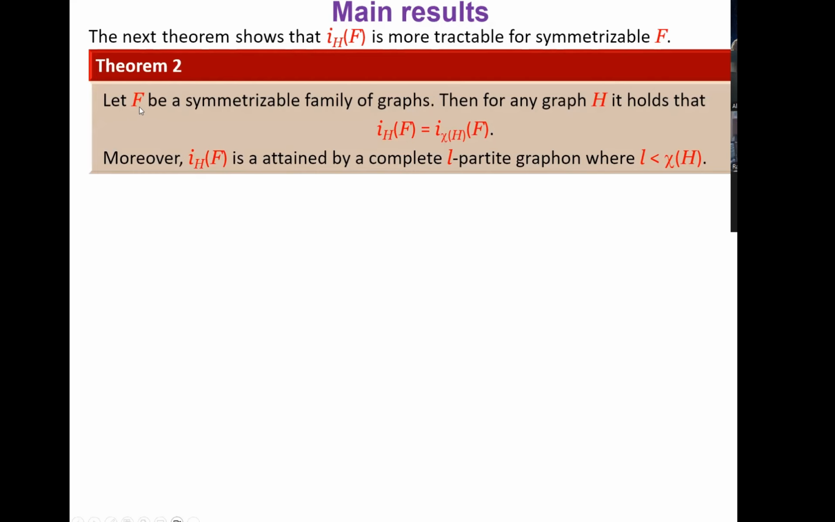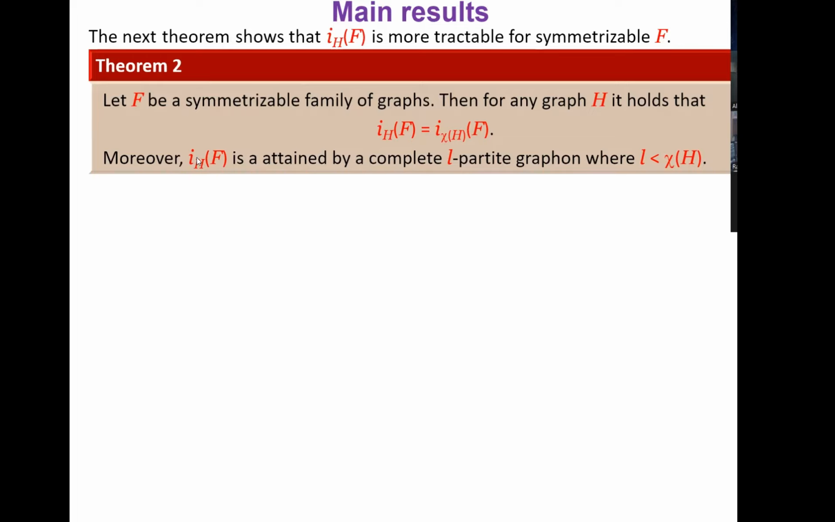So suppose you have a symmetrizable family of graphs. If you don't want to remember the definition, just think of F as being some complete partite graph. So you have some complete partite graph, and you have some graph H which you want to avoid. Then the theorem says that the inducibility of F inside H-free graphs is just the same as the inducibility of F inside complete graphs with order the chromatic number of H. So this makes the problem more tractable because now you can do some polynomial optimization.